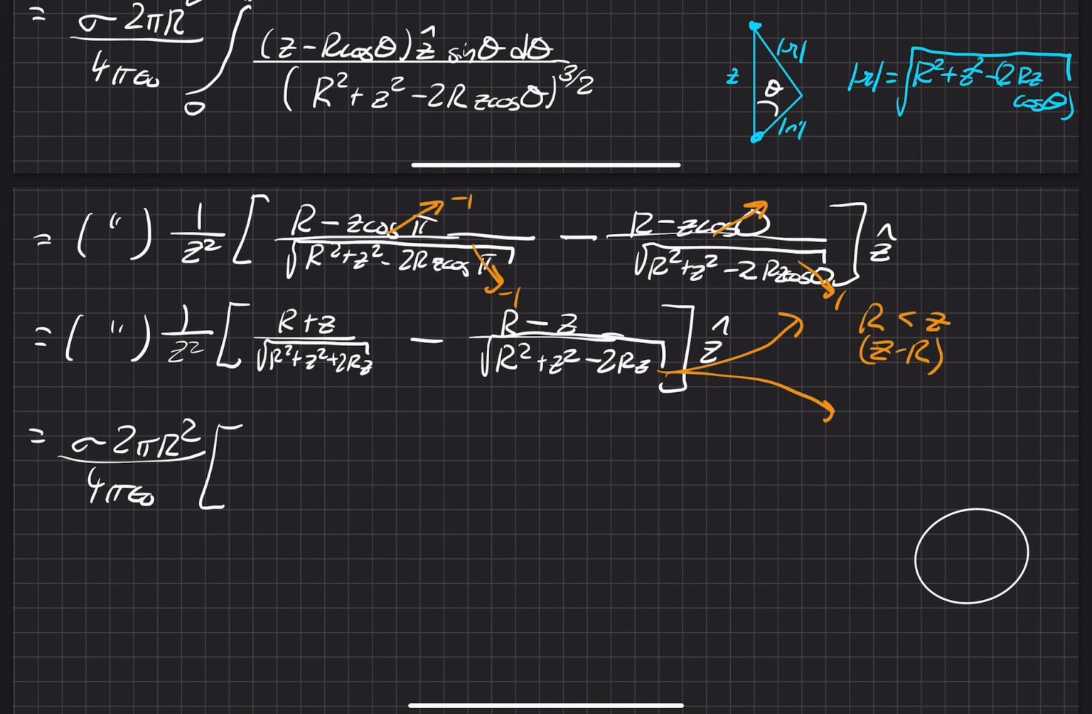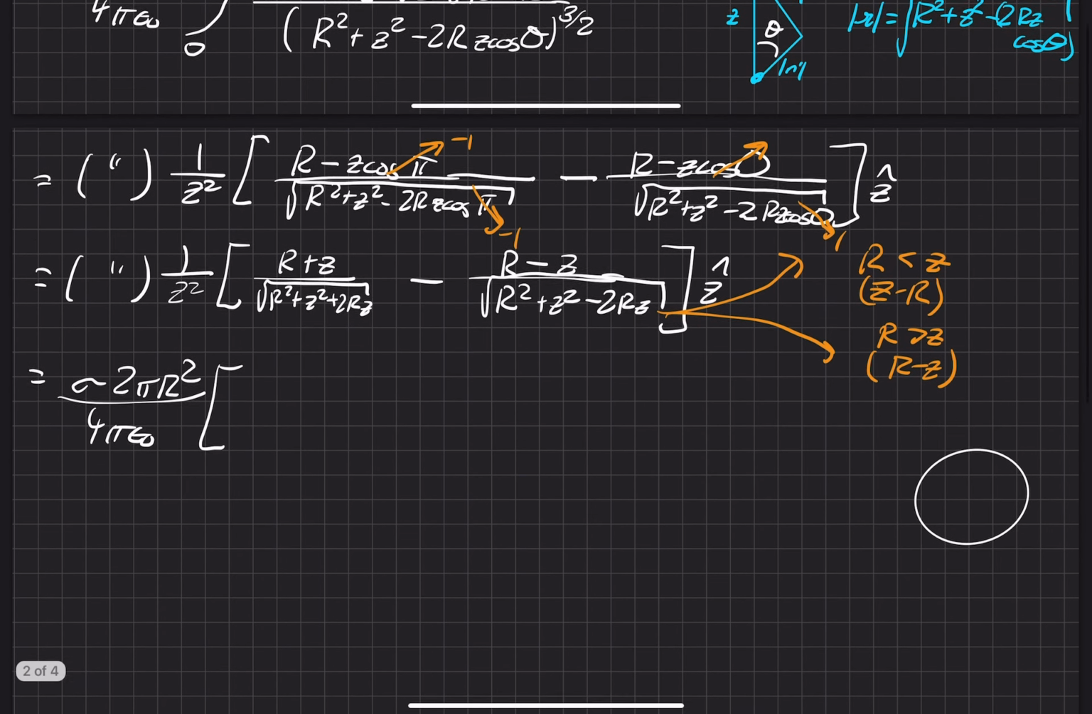But if our point is inside the circle, so if we're evaluating the electric field within that spherical shell, then that means that r is going to be greater than z, and the answer to that square root is going to be r minus z. The positive of that square root is going to be r minus z, all right?